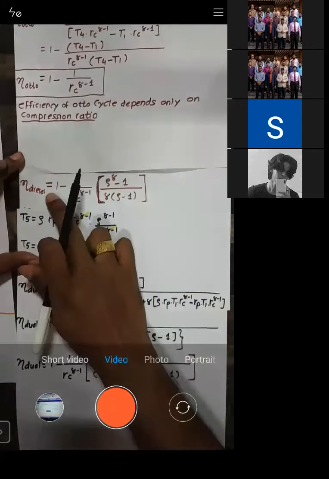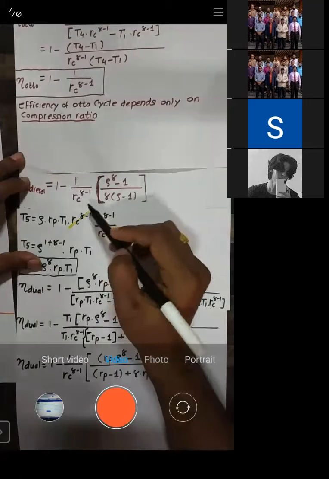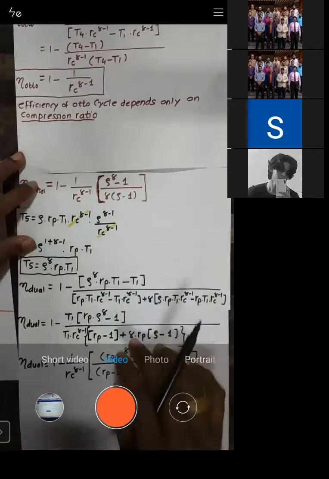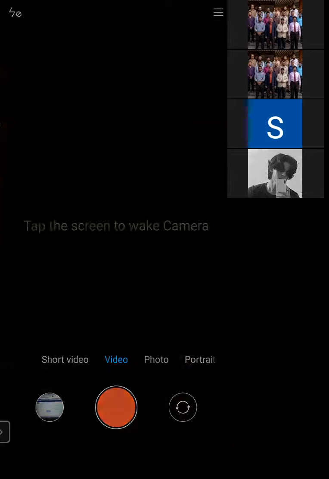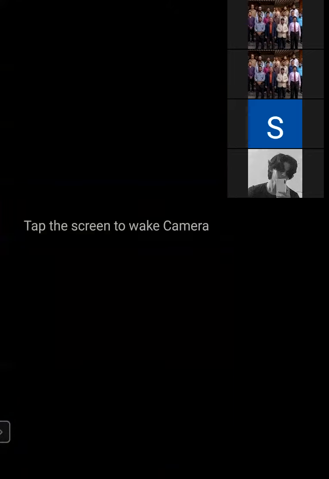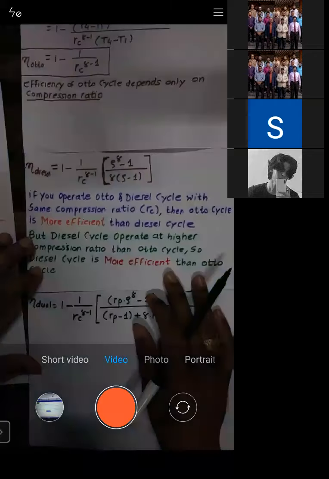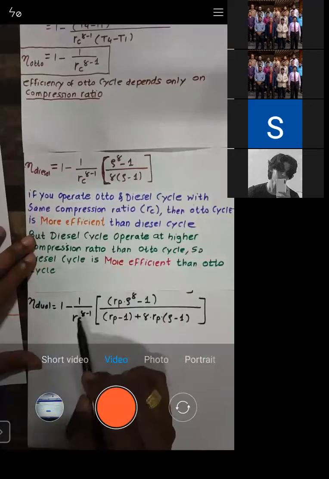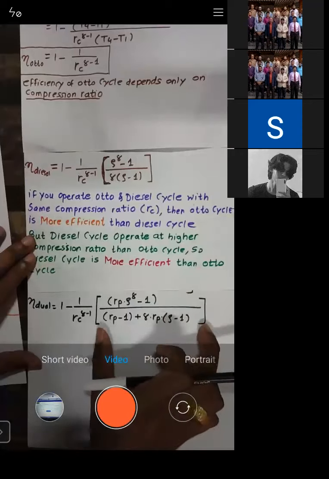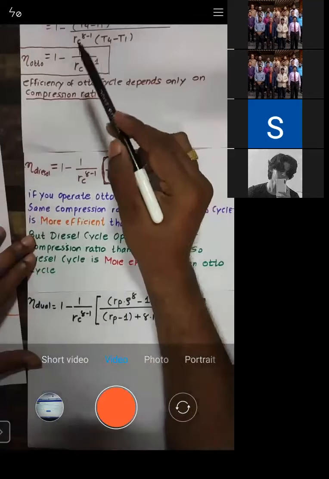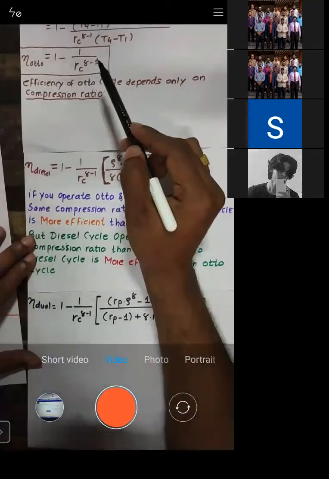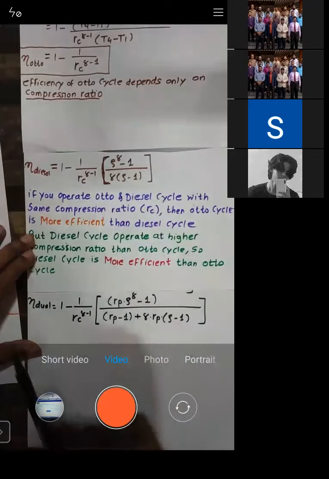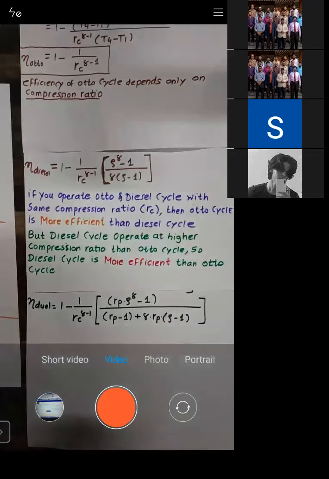Now, what is the formula for diesel cycle? This 1 upon Rc raised to power gamma minus 1, you need to multiply by this term. So this becomes the efficiency of diesel cycle. Similarly, if you have dual cycle, you can see here the formula for efficiency of dual cycle: 1 minus 1 upon Rc raised to power gamma minus 1, to be multiplied by this bracket. The multiplying factor is 1 here, here it is this term, and here it is this term. Is that okay, all of you?